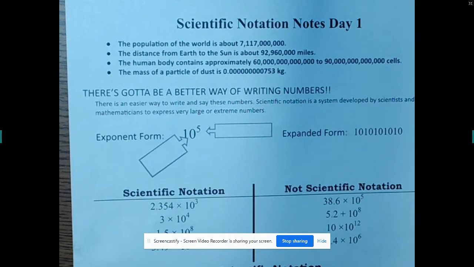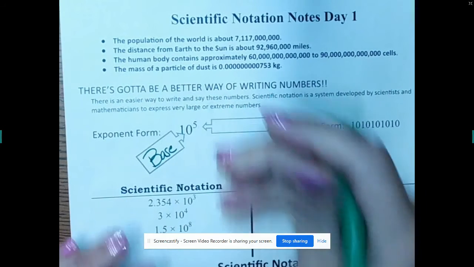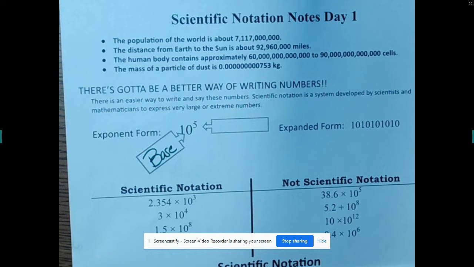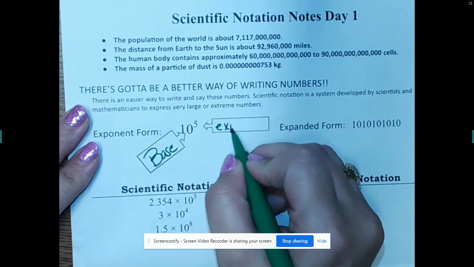All right. So it's super easy. You're going to start with having a base of 10, okay? So the 10 is the base. And what's that little 5? What word do we use for that number up there? So it's the exponent.